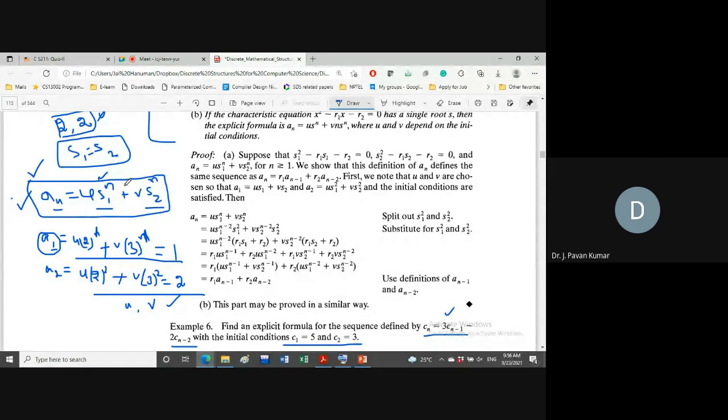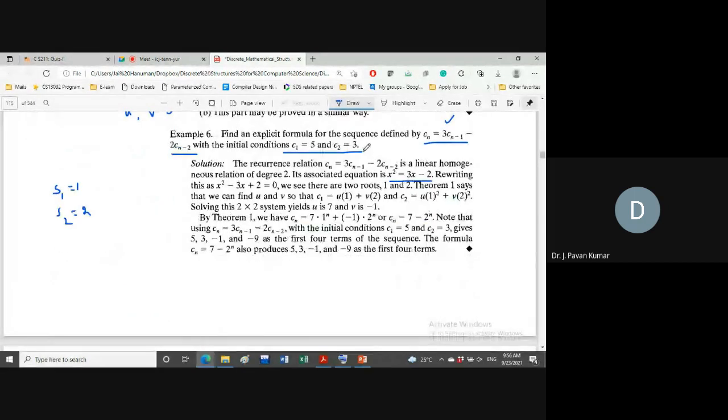So an is equal to u into S1 power n plus v into S2 power n. Now we know the initial terms, C1 is equal to 5 and C2 is equal to 3. So by using that, if you substitute here, C1 is equal to u into S1 power n, that is 1 only, plus v into S2 power n, that is v into 2 power 1. Why? Because n value is 1 here. So u plus 2v is equal to, what's the value of C1? 5.